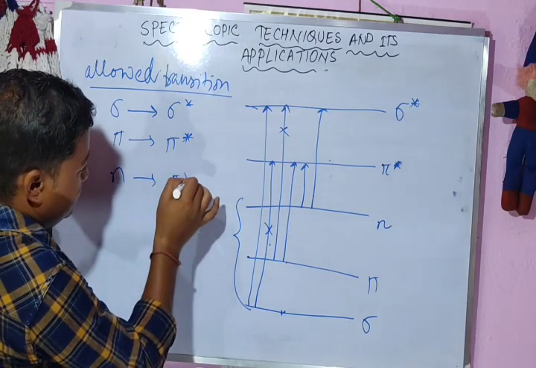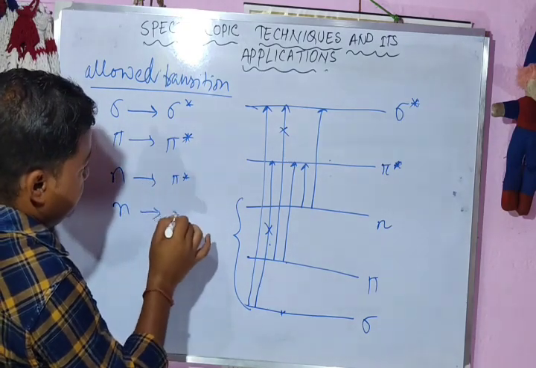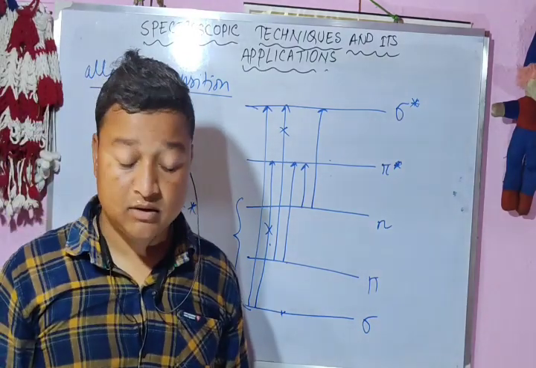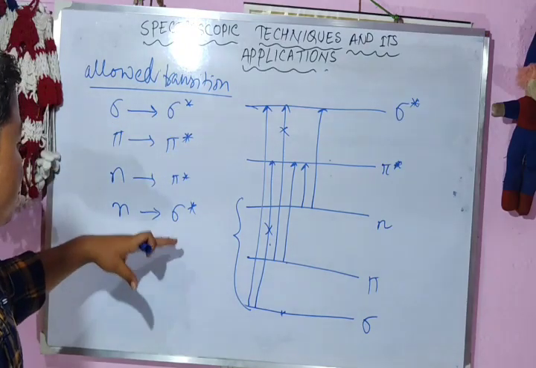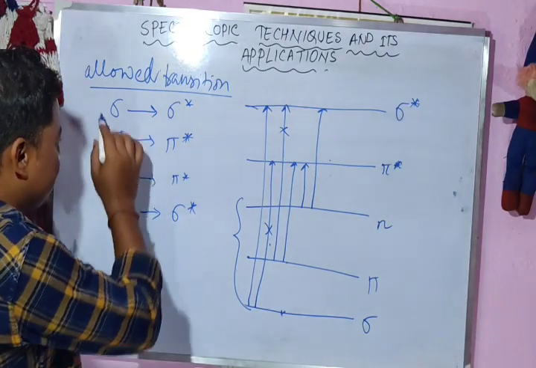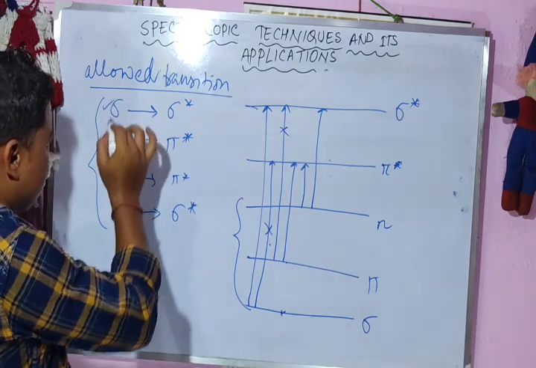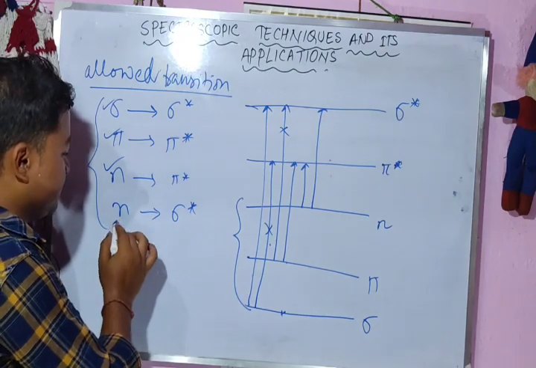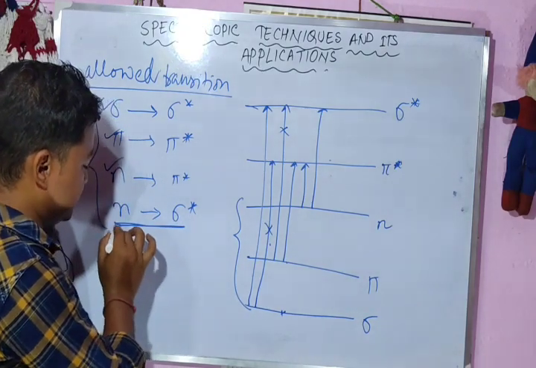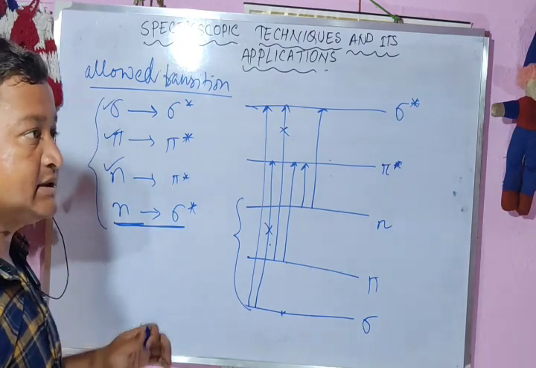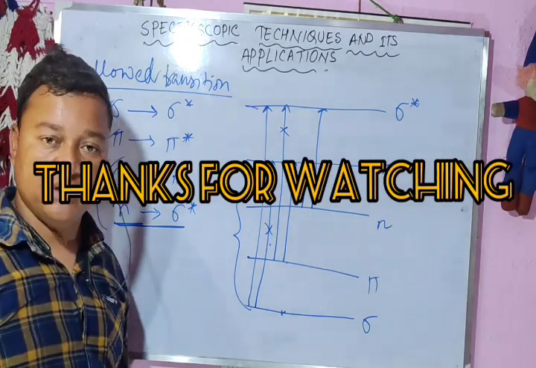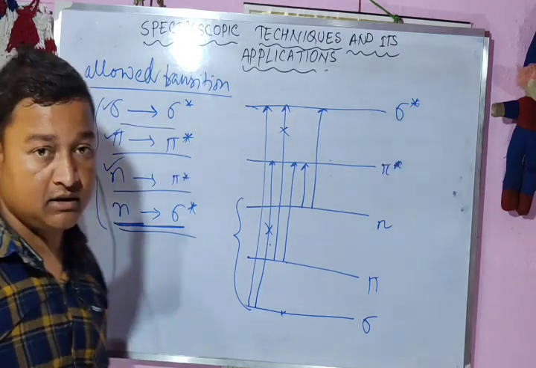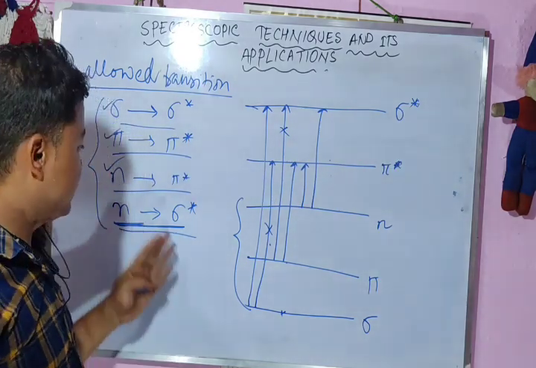N to pi star and n to sigma star. These 4 types of transitions occur, but all 4 are not allowed transitions. This is an allowed transition, this is an allowed transition, this is an allowed transition, but this is not an allowed transition. This is a forbidden transition. But this transition also occurs in practice, in reality. These transitions are discussed and explained in the next class.